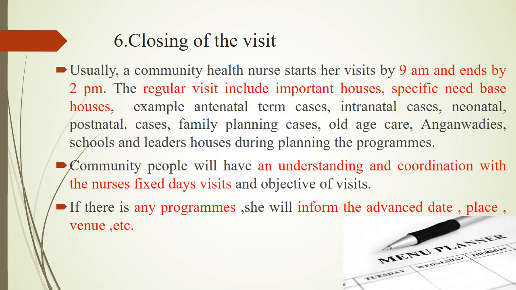And next, community people will have an understanding and coordination with the nurses, fixed days of visit and objectives of the visit. Once community people know about the community health nurse, they will understand and coordinate with her activities in fixed-day visits. If there are any programs, she will inform the date, place, venue, etc. in advance. If she conducts any program like an immunization or vaccination program, she will inform the people over the community area in advance of the date, place and venue. So this is the closing of the visit.